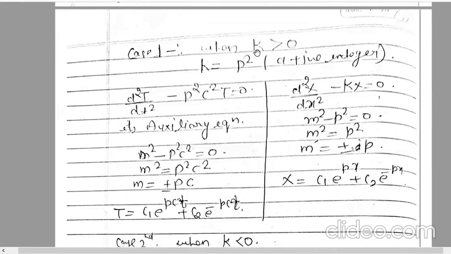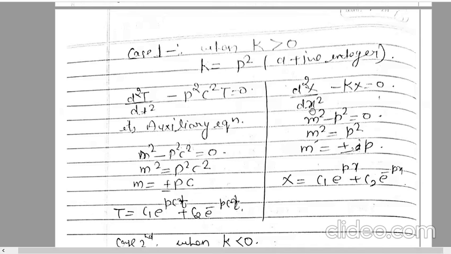So first one, case 1, when k is greater than 0, that means when k is positive. So we are considering p² here, right? So d²T/dt² − p²c²T = 0. So we are taking k equal to p². Its auxiliary equation will be m² − p²c² = 0. m² = p²c², and we are getting the roots real and different. So T = c1 e^(pct) + c2 e^(−pct). This is your solution for the time.